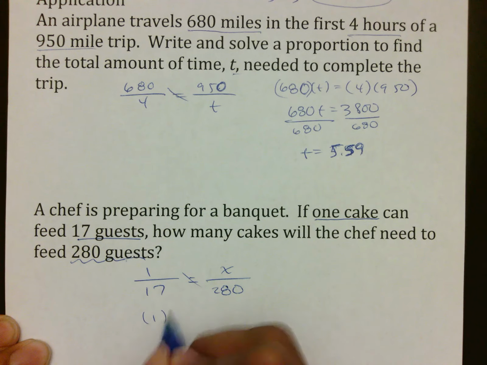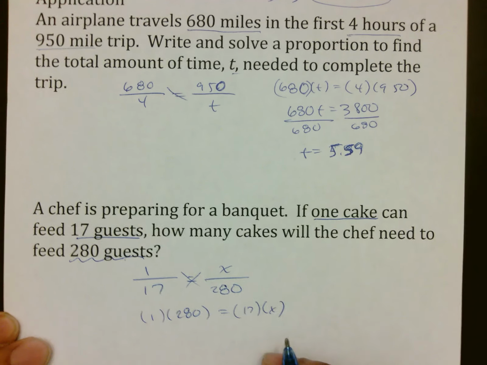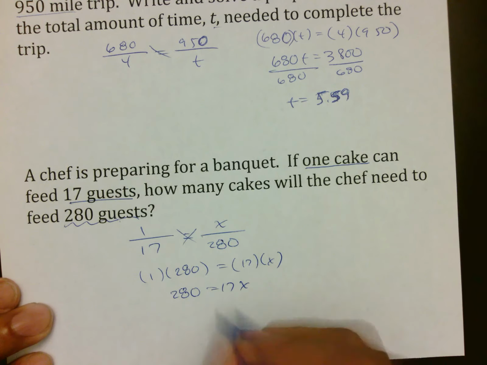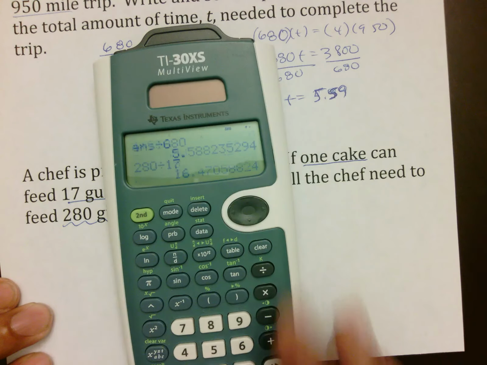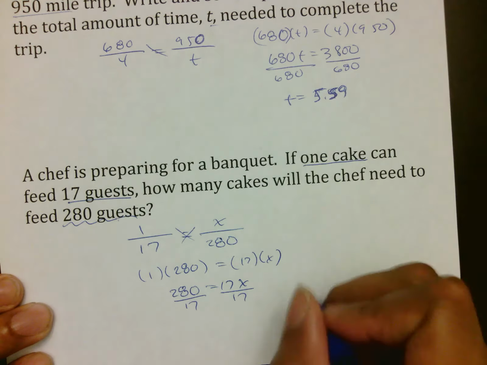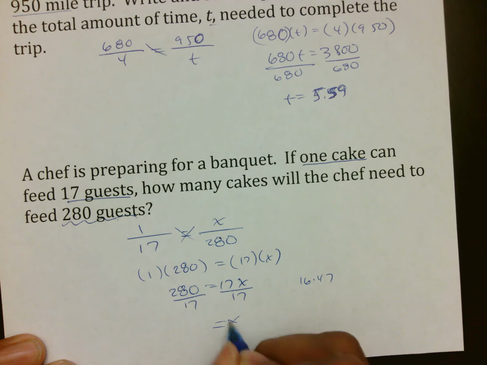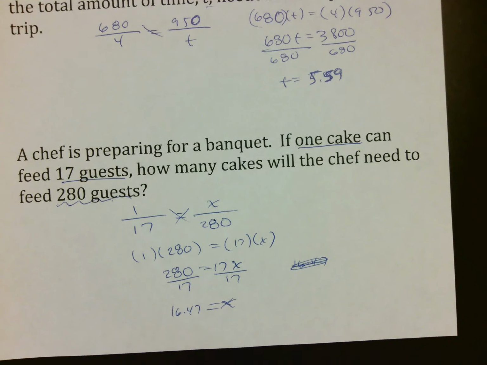Again, 1 cake for 17 people, x cakes for 280 people. Now we cross multiply. 1 times 280, 17 times x. So 280 equals 17x, and then we divide by 17 to find our answer. And we get 16.47. So they want to know how many cakes will the chef need to make to feed 280 guests. Here's the tricky part here, and this is where you got to use your common sense there. Yes, we get 16.47, but you can't really make 16.47 cakes. And even though you would round it to 16, 16 would not make it to 280 because 16.47 is.